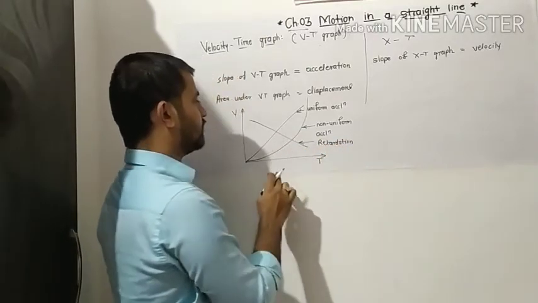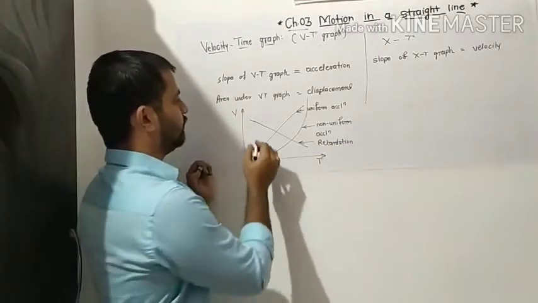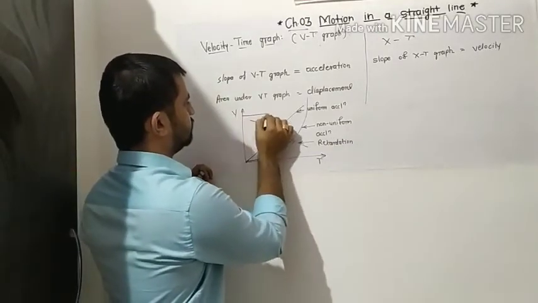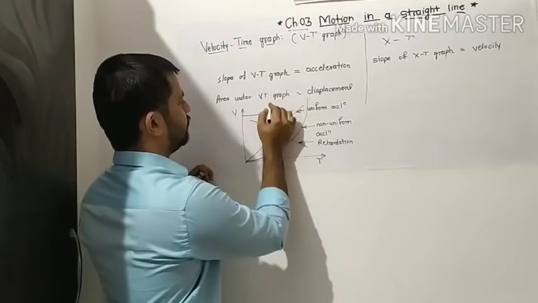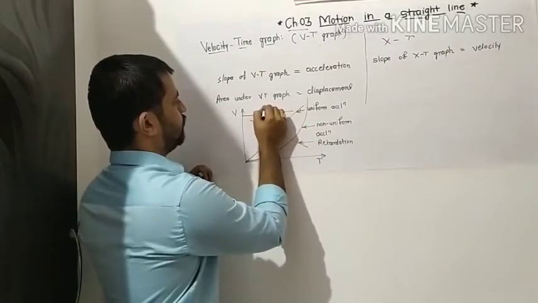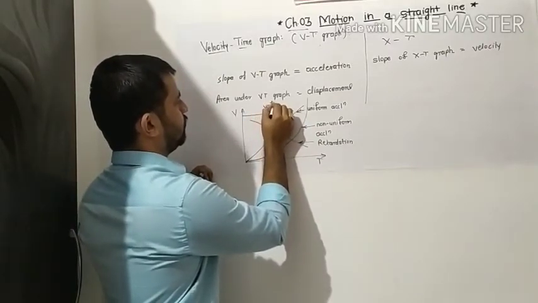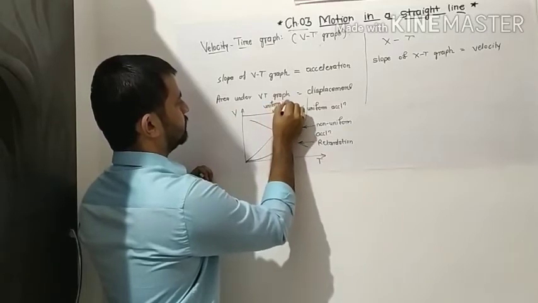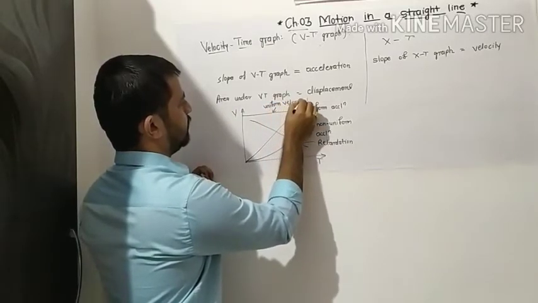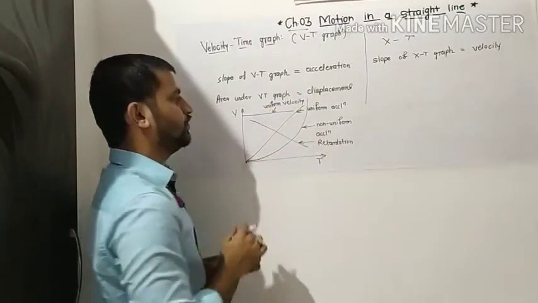And if after some velocity we get one straight line, then this will give us the uniform velocity. Okay, this will give us the uniform velocity.